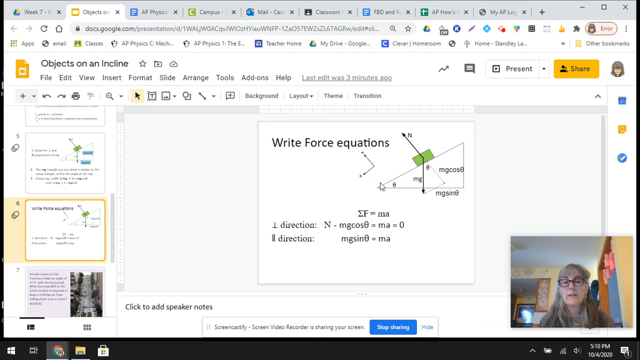In the parallel direction, we only have one force, and that's mg sine theta. And so that is going to be equal to our ma.